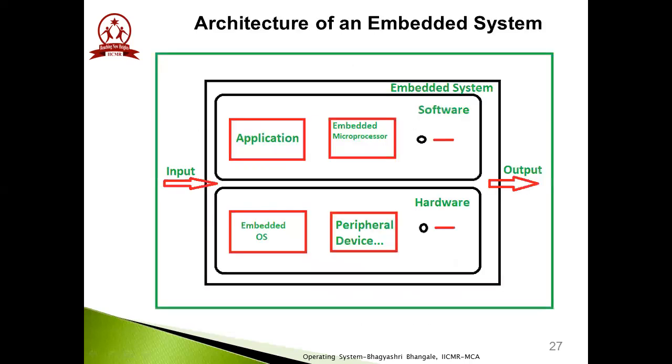Now this is the simple architecture of an embedded system. As we know, what is an operating system? It is an interface between the software and hardware. So in this embedded system also, the hardware contains various applications and an embedded microprocessor. And in the hardware component, it contains an embedded operating system. Various peripheral devices are there for operating the various jobs.